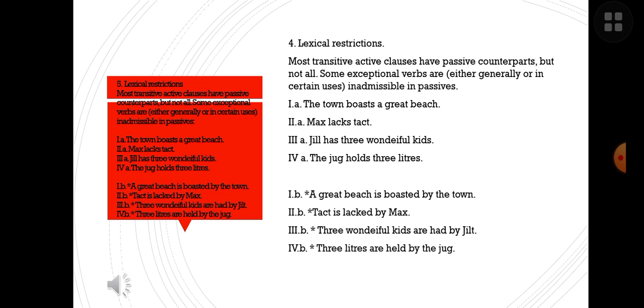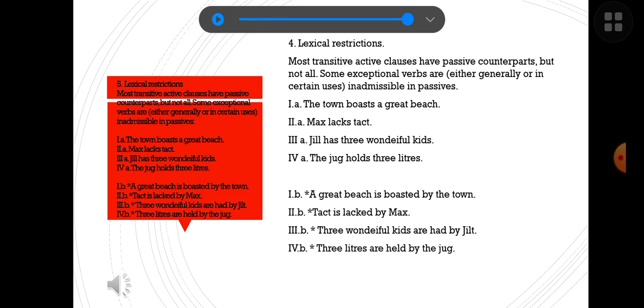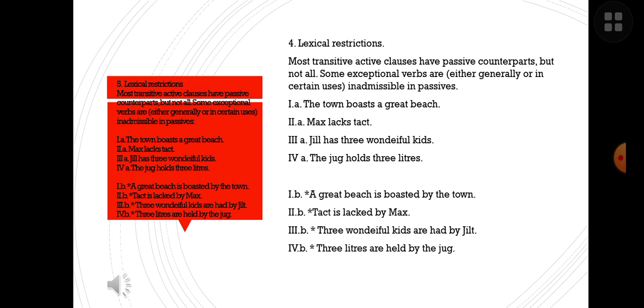Lexical restriction. Most transitive active clauses have passive counterparts, but not all. Exceptional verbs are either generally or in certain uses inadmissible in the passive. First, the town puts a great bid. A great bid is posted by the town. Max likes Tag. Tag is liked by Max. Jill has three wonderful kids. The wonderful kids are had by Jill. The jug holds three liters. Three liters are held by the jug.